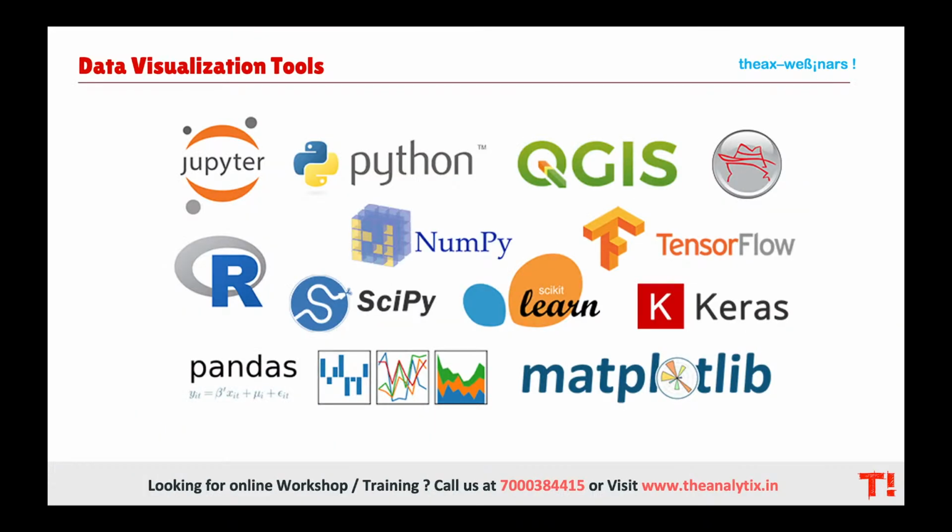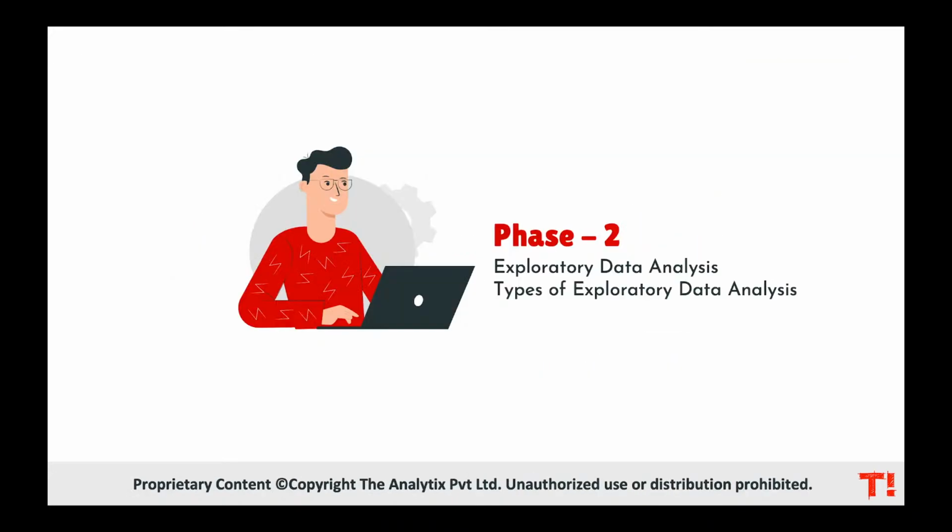All right. So these are some of the tools which are used for data visualization. You use NumPy, SciPy, Scikit-learn, Jupyter, Seaborn, Plotly, Matplotlib, TensorFlow, a lot of things. We'll be using Google Colab today. At phase 2, we'll be understanding what exactly exploratory data analysis is and the types of exploratory data analysis.